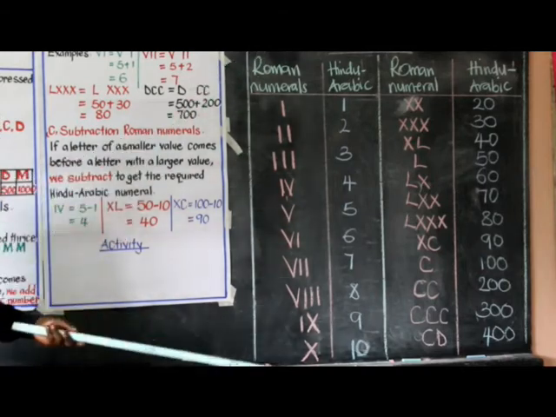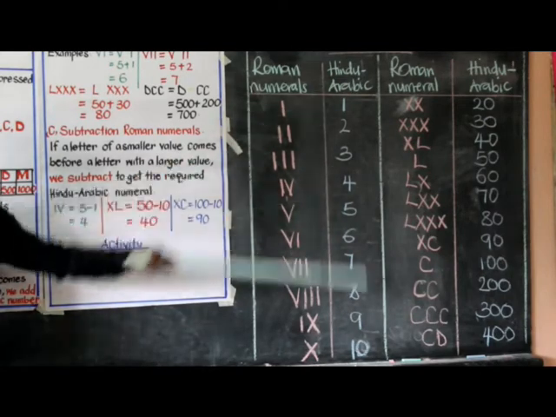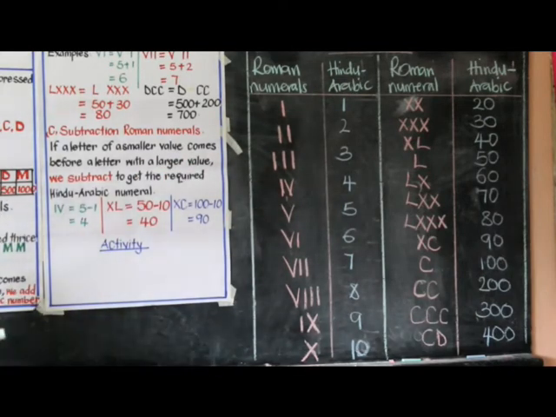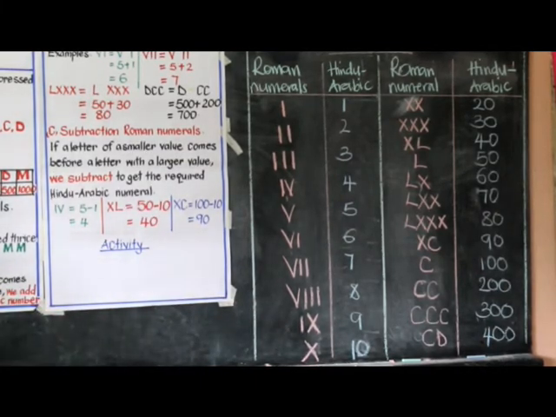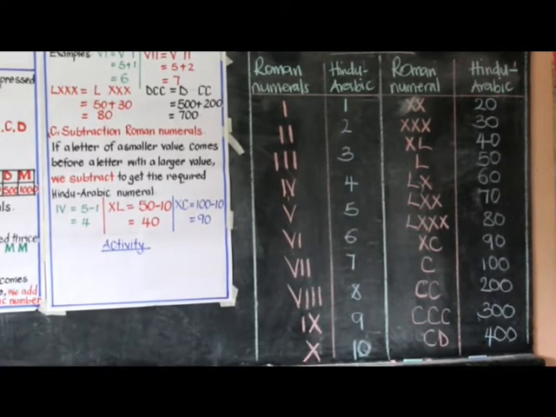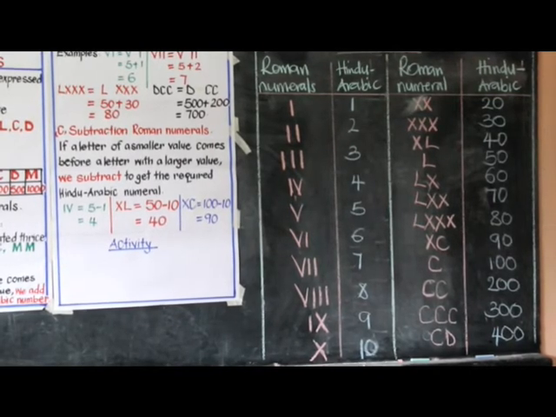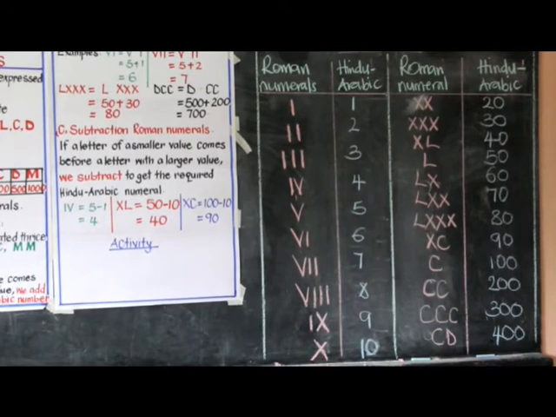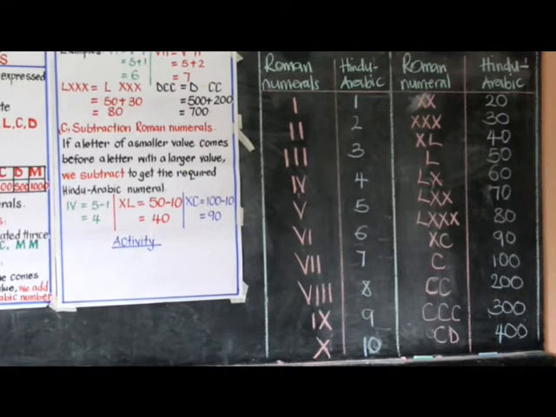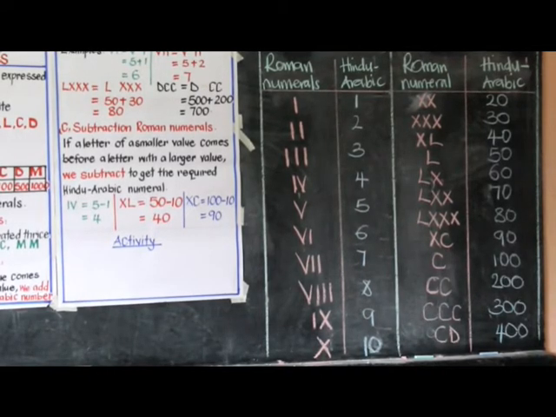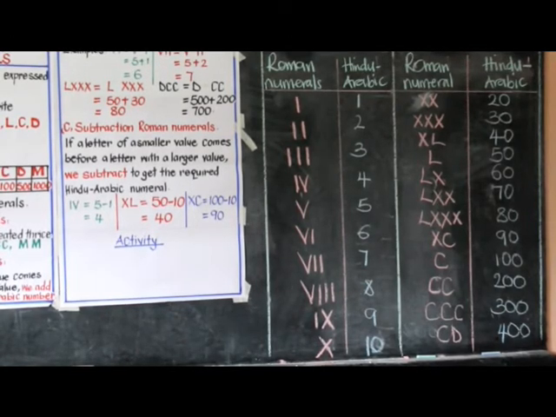So please note these down because the activity you are going to do today is to recite all of these, so that when we come back in the next lesson, you must know all of these. And I'm going to add a few here because I left out some. So we have the Roman numerals this side, and this side we have the Hindu-Arabic numerals.